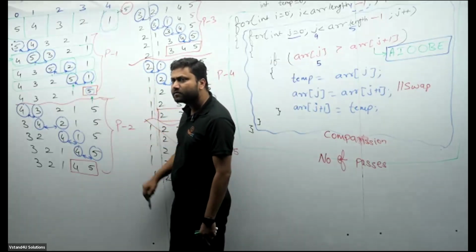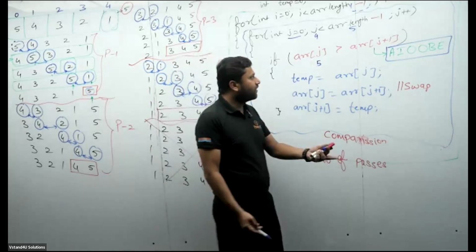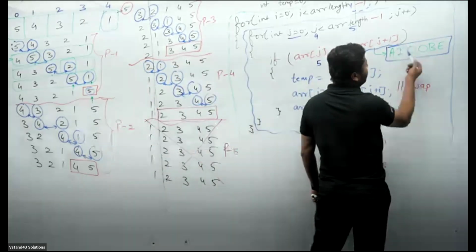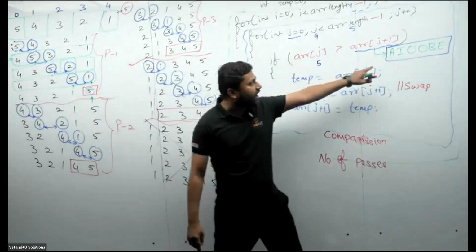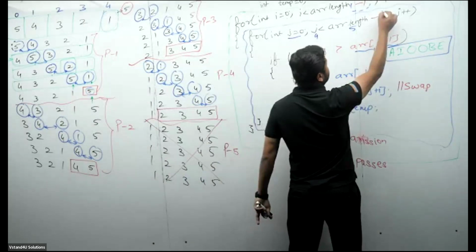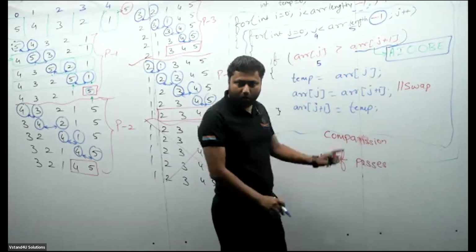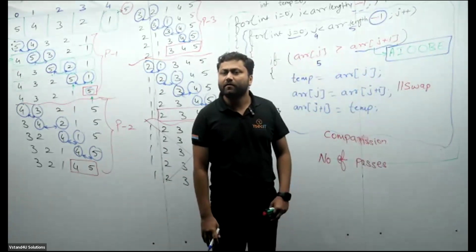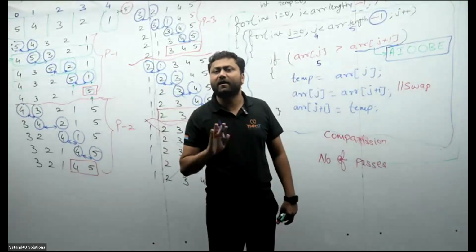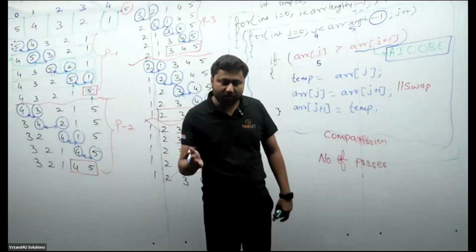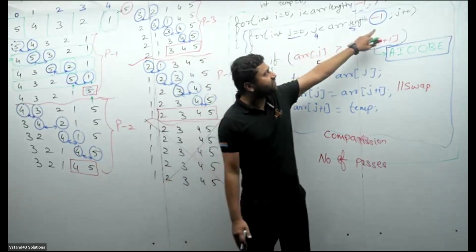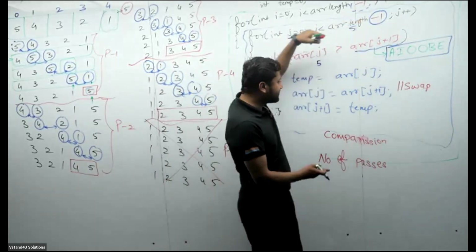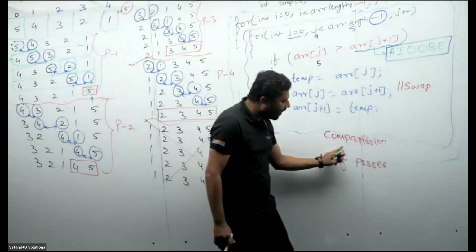What is the next element? Is there a next element? No, sir. This will generate an exception. To avoid the exception, I am saying don't compare the last iteration at all. Any confusion till here? Now moving forward, the swapping logic is also clear, and why we are doing minus 1 is also clear.